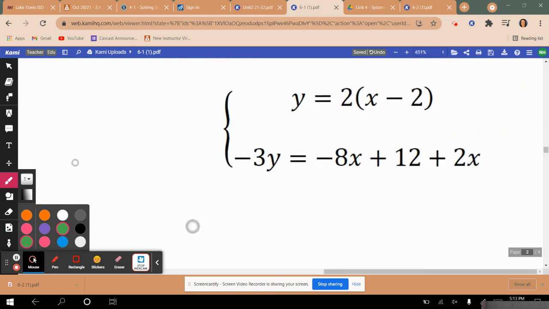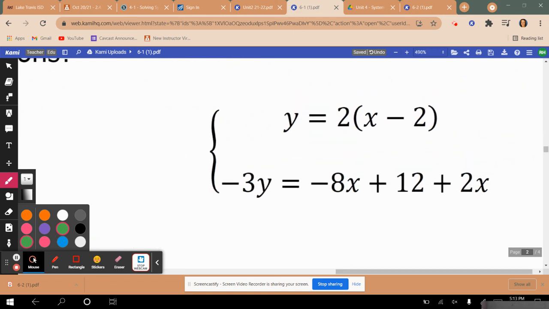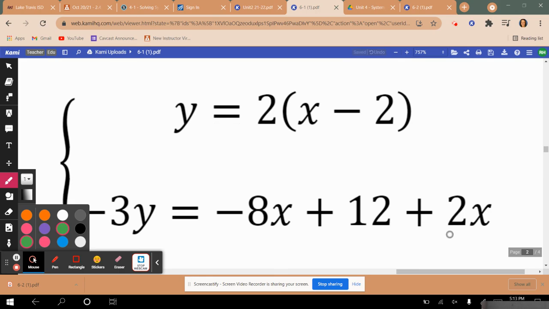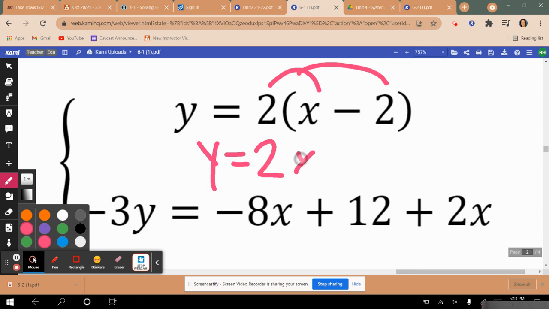All right. How many solutions does this have? We can't do anything until this is in simplest terms. So that's the first thing we are going to do, is simplify. So we are going to distribute that 2 to the x and to the -2. So y equals 2x minus 2 times 2 is 4.